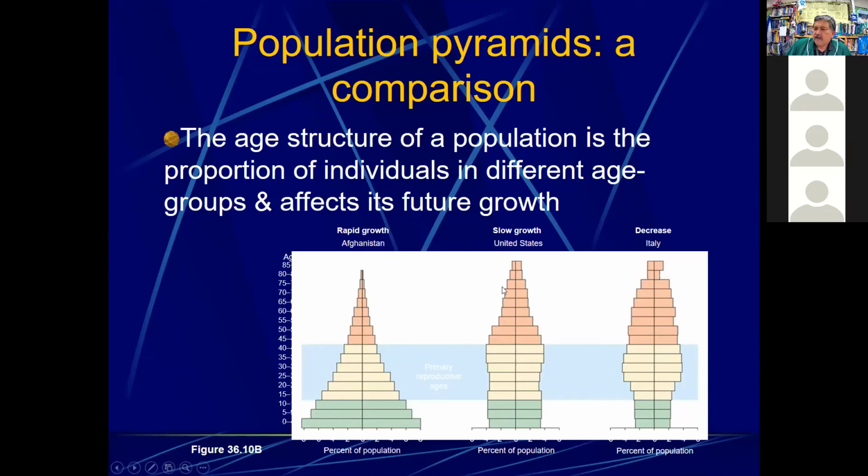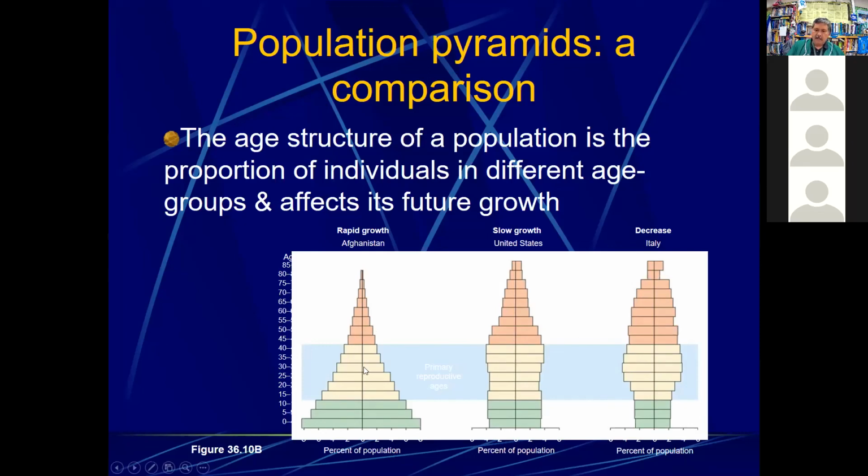You can see here in slow growth in the United States, it's pretty consistent throughout all the different age groups. And then over here, here's some Western European countries like Italy that actually have a population that is decreasing. You also see this line that's going down the middle here. Pretty much the same on both sides. That represents male and female.